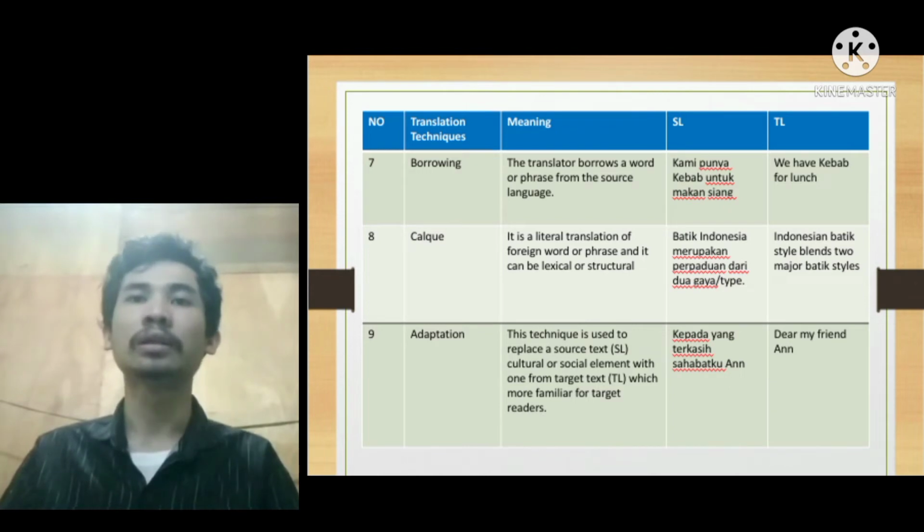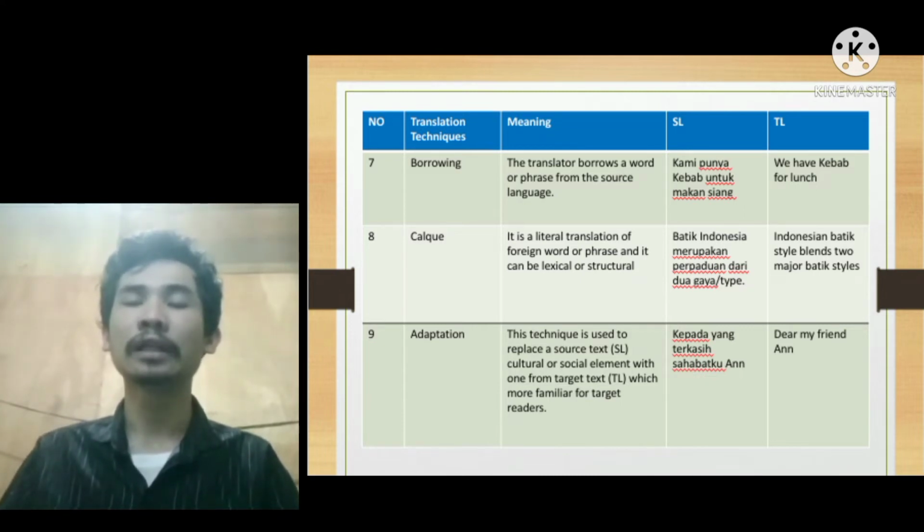Borrowing. The translation borrows a word or phrase from the source language. An example in source language is "kami punya kebab untuk makan siang", and the target language is "we have kebab for lunch".